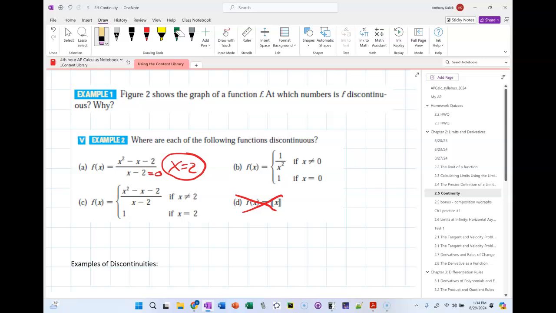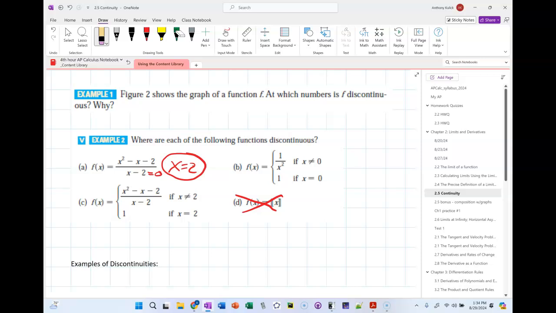So the only place I need to check is where x equals 0 and the boundary between the two pieces. Now, that happens to be the same value, so I really only have to check x equals 0. Do I know that x equals 0 is going to be a discontinuity here until I check it? I do not, right?